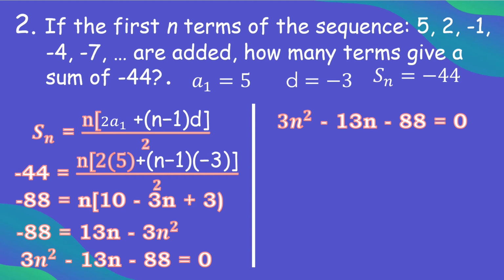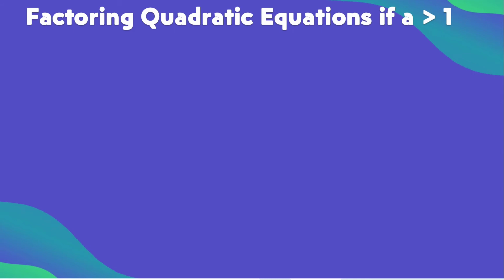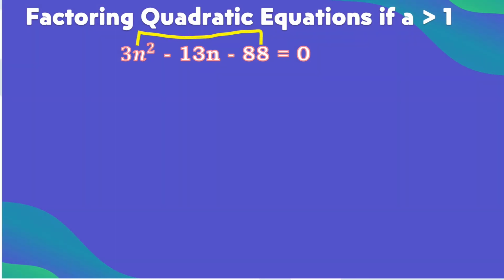But here, your a is not equal to 1. It is greater than 1. How do we factor a quadratic equation with a greater than 1? A while ago, we have the equation 3n squared minus 13n minus 88 equals 0. In number 1 example, we just factored the last term. But here, we will use what we call the AC method, wherein we will multiply the value of a and c. 3 times negative 88 is equal to negative 264.